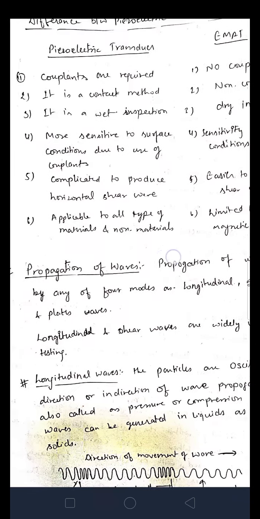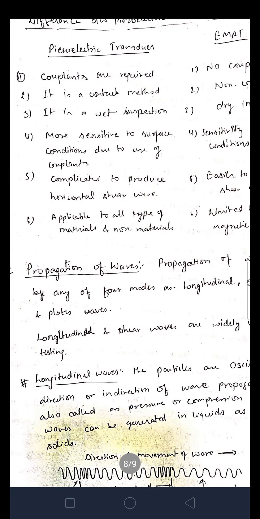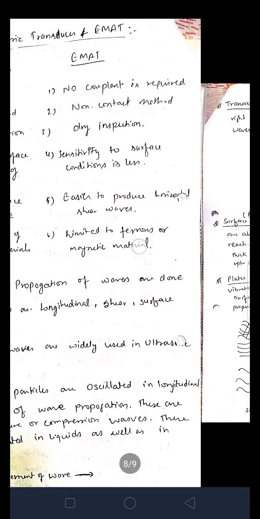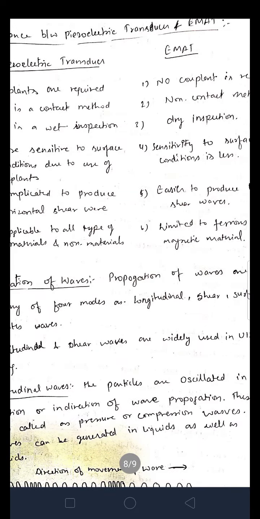The first point: couplants are required for the piezoelectric transducer, and in EMAT, a couplant is not required. The second point: the piezoelectric transducer is a contact method, but EMAT is not a contact method. And the third point: one is a wet inspection, and the other is a dry inspection.